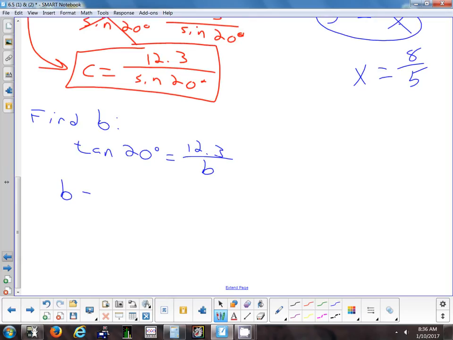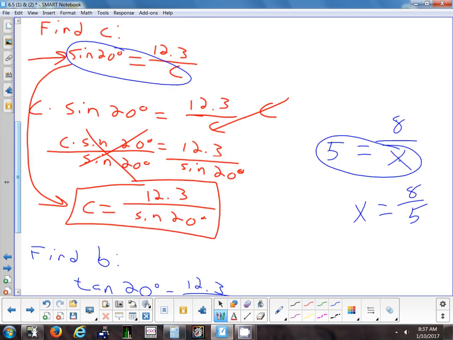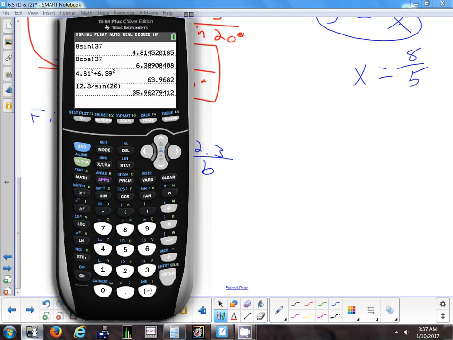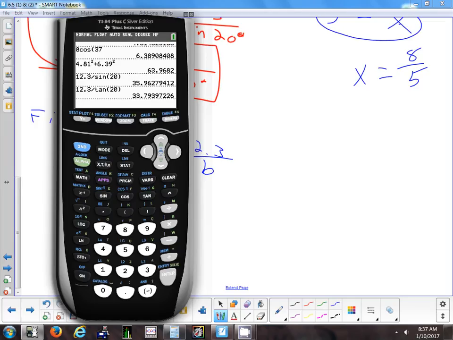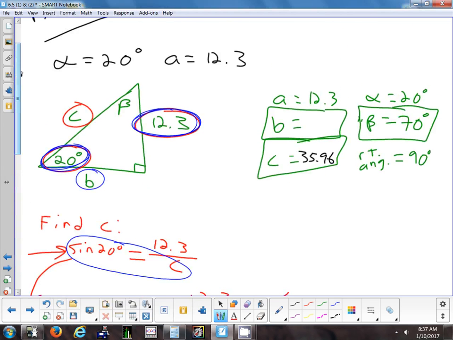So what is B? 12.3 over tangent of 20. Again, I'm just going to use that shortcut so I save all that stuff in the middle. Right, and now type that in. If you have your graphing calculator, you can just do that. I don't know, it saves you a few buttons maybe. And you get 33.79. So now if you wanted, you could check if a squared plus b squared equals c squared, but I'm going to hold off. Okay. So any questions on that type?